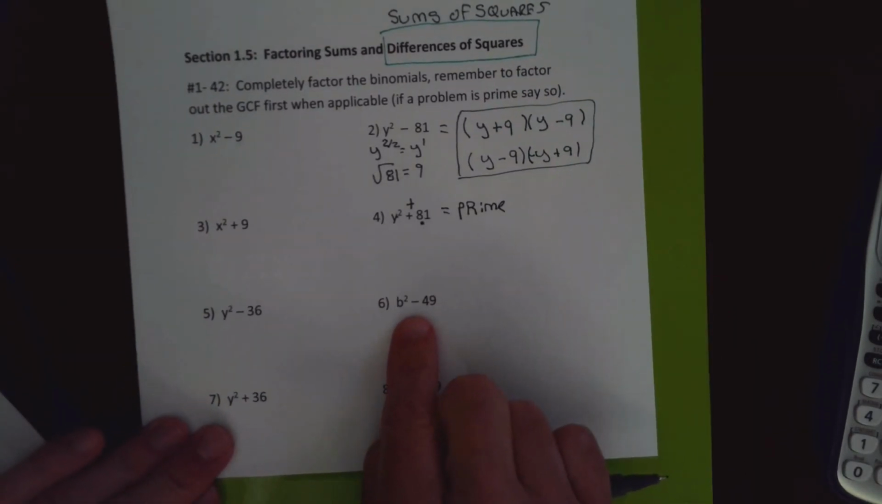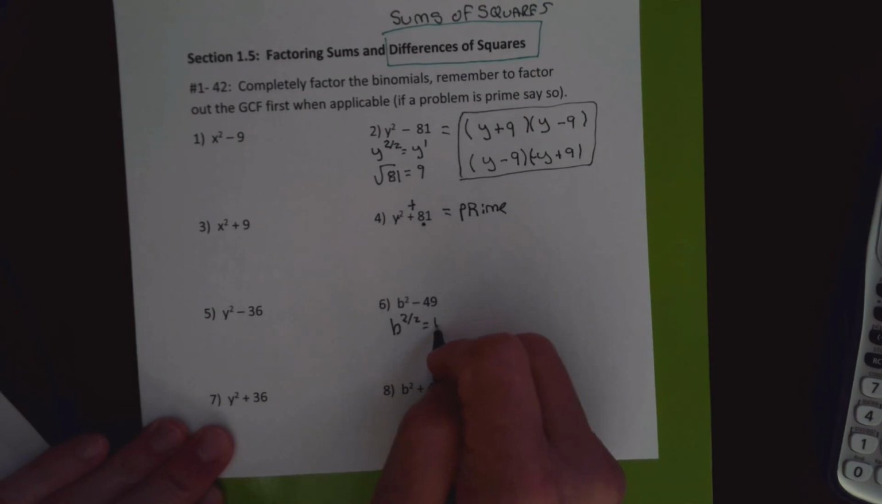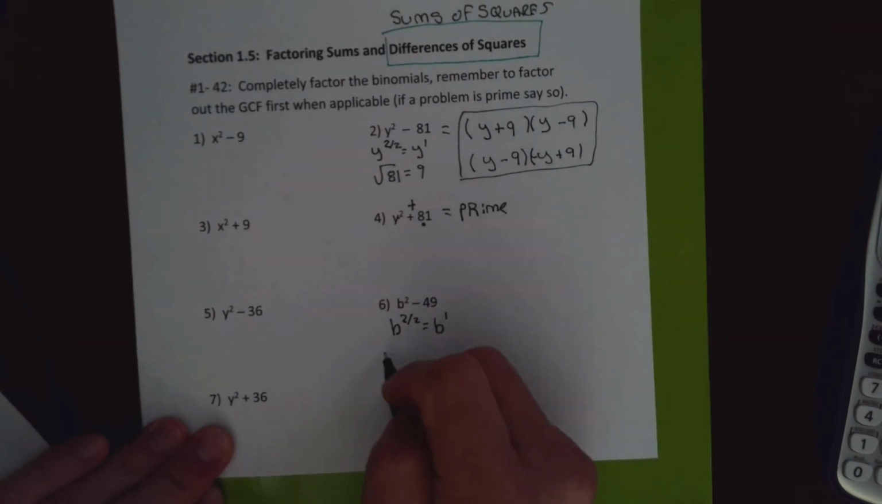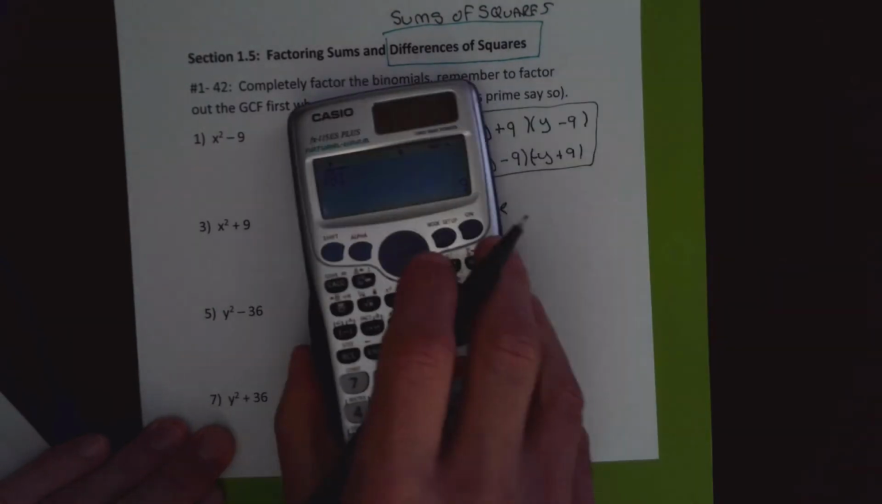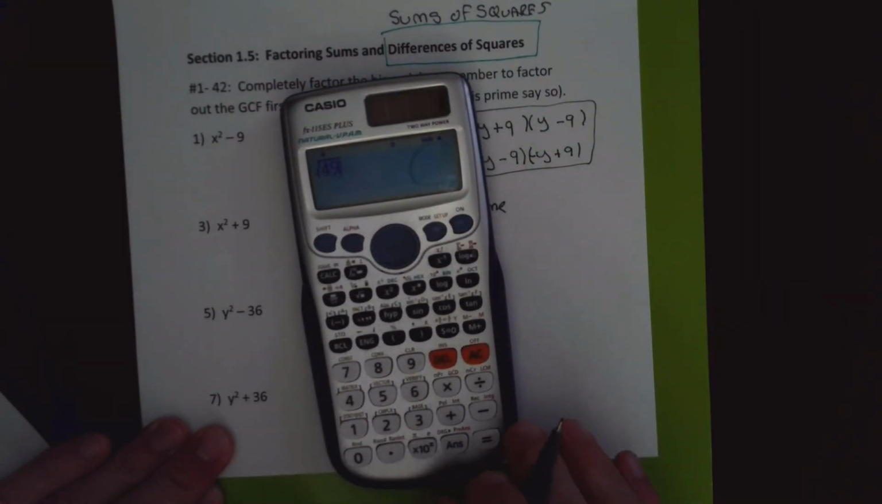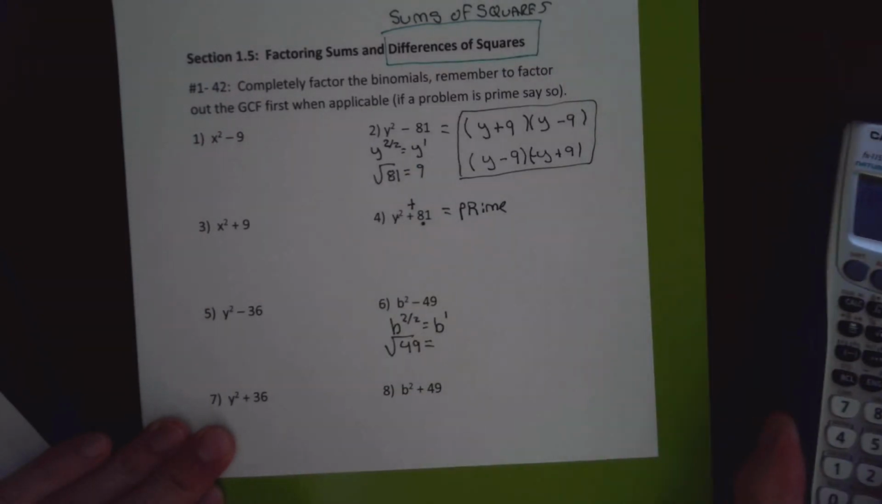Problem 6 is a difference of squares. It has a minus. So I'm going to figure out what goes in my parentheses. For the letter, I'm going to divide its exponent by 2, and the number, I'm going to square root it. Sometimes when the lighting gets funky in here, I can't see, but the square root of 49 is 7.